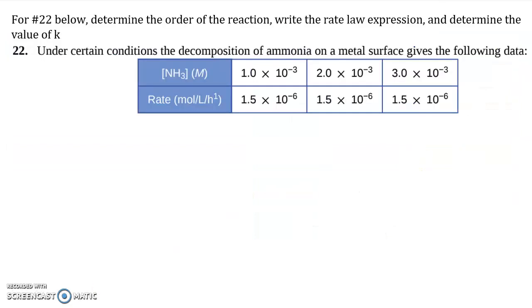A lot of your kinetics problems are just going to be data tables with concentration and rates in them, and then you're going to be expected to find a variety of pieces of information related to the data you've been given. So we're going to do all of these things. We're going to determine the order, write the expression, and determine the value of K using this example for the decomposition of ammonia. First of all, finding the order of the reaction.